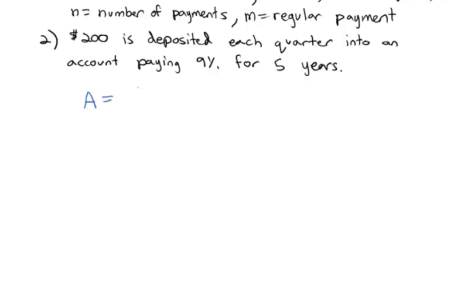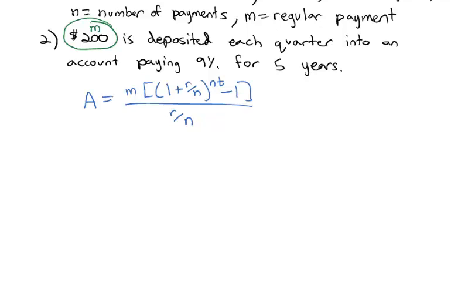Our future value of an annuity is equal to that monthly payment times, with 2 parentheses, 1 plus r over n to the nt minus 1, close the second parentheses, all divided by r over n. So $200, that's the periodic payment. That's our M. 9%, that's our interest rate, 0.09. The time is 5 years. And those payments are made quarterly, so the number of compounds, the number of payments, is going to be 4, paid quarterly.